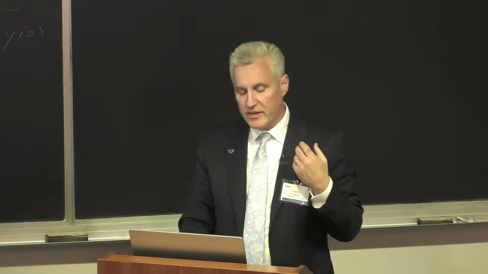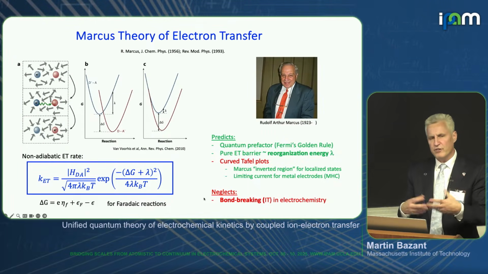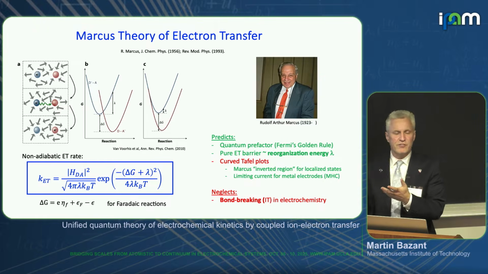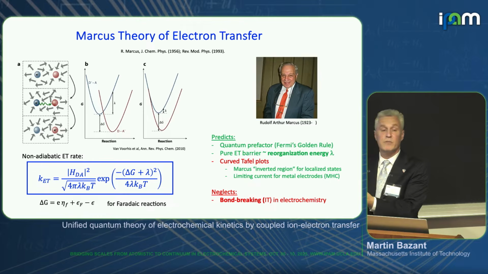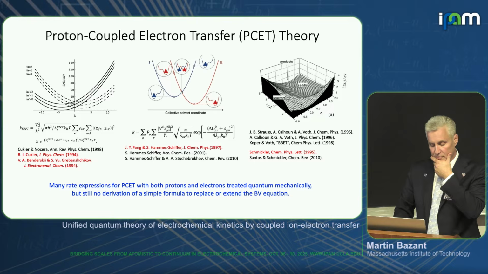But what I would say, at a fundamental level, what is missing here is bond breaking, or maybe more generally ion transfer. Because in electrochemistry, we don't really care about electrons transferring by themselves. We want electrons transferring and causing or being associated with a chemical transformation. That's really the key. And so that's, I think, where there's still room for some more theory.